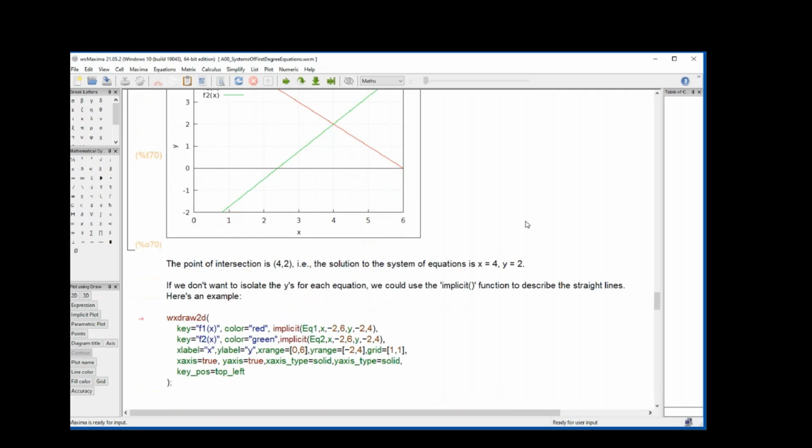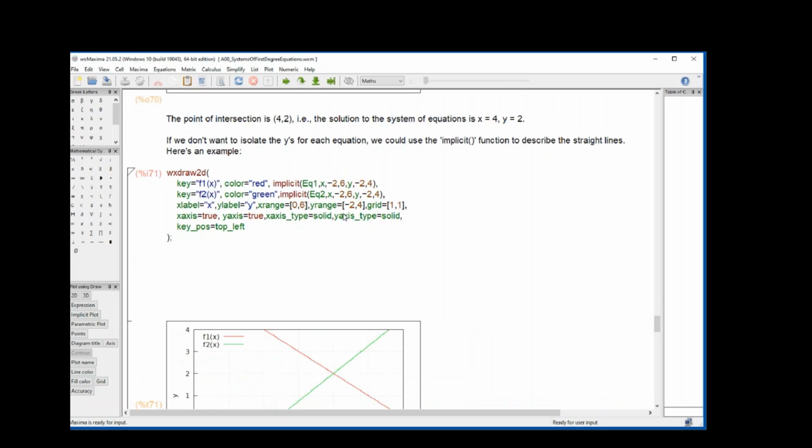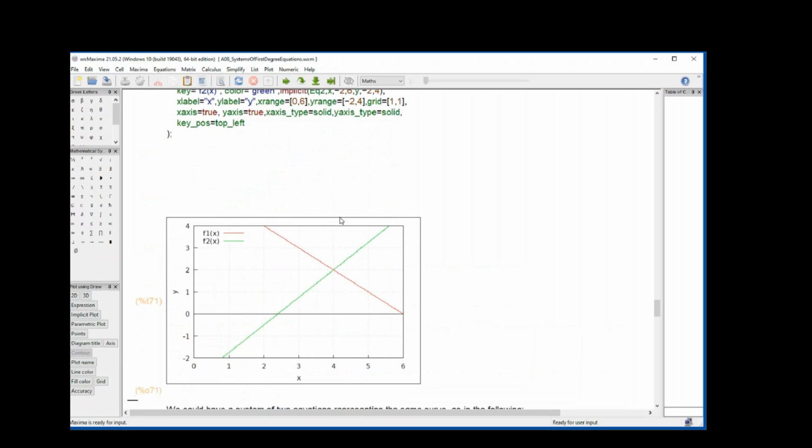But graphical solutions are not too reliable, because if it is not a nice integer system like this, then it's going to be more difficult to figure out. If we don't want to isolate the y's, we can use an implicit reference to the equations, indicating the values in which we want to plot x and y. In this case, we get the same result, or the same graphic actually, but done in a different manner.